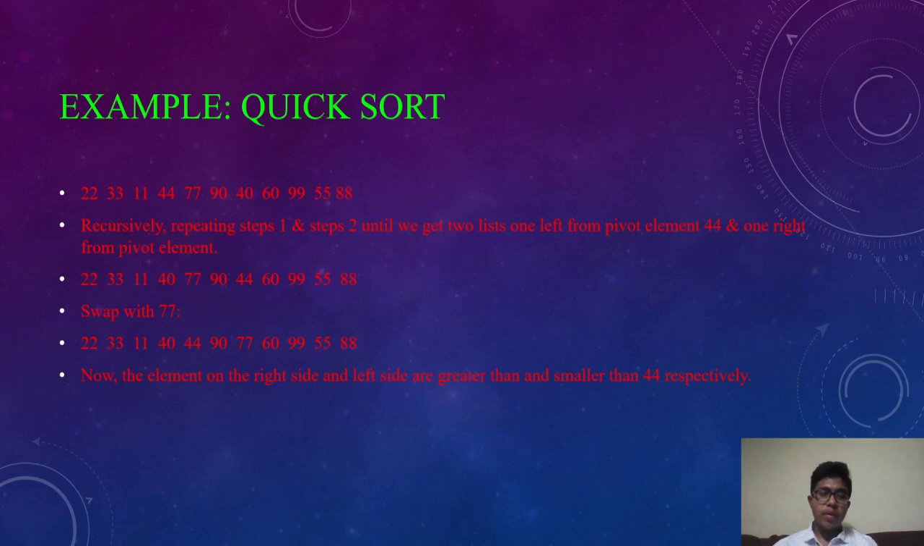Next, recursively repeat steps 1 and 2 until we get two lists, one on the left side of the pivot element and another on the right side of the pivot element. Now swap: 22, 33, 11, 40, 90, 77, 60, 90, 55 and 88. Now the elements from the right side to the left side are compared as greater or smaller than 44 respectively.